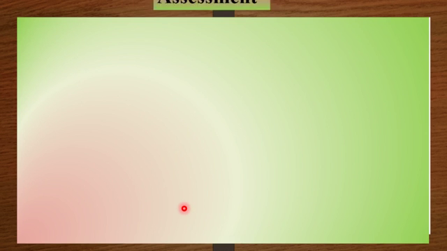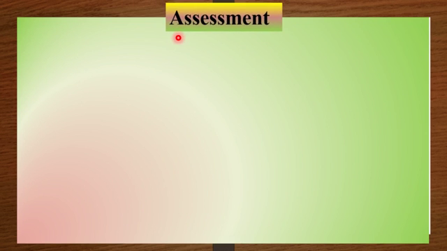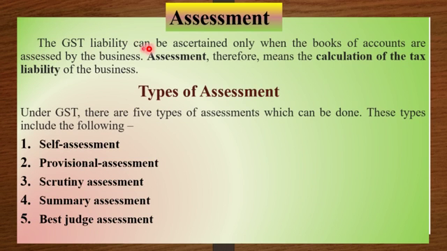Now let's move on to the second point of GST audit procedure, that is assessment. The GST liability can be ascertained only when the books of accounts are assessed by the business. Assessment therefore means the calculation of the tax liability of the business. Under GST, there are 5 types of assessment which can be done. These types include: first, self-assessment; second, provisional assessment; third, scrutiny assessment; fourth, summary assessment; and last, best judgment assessment. Let's understand each type of assessment in detail.